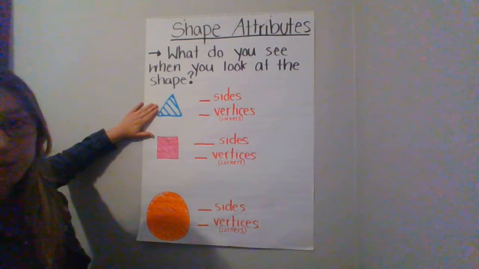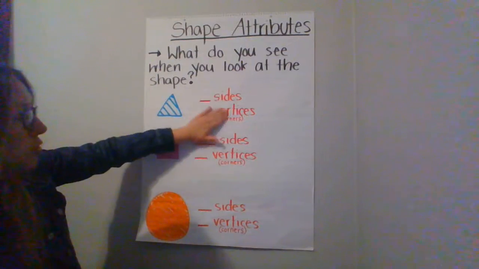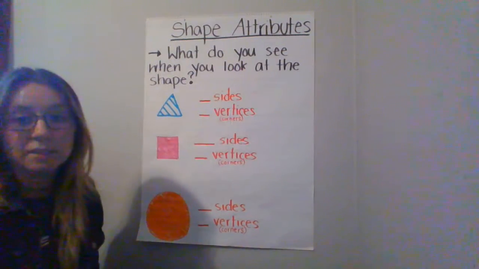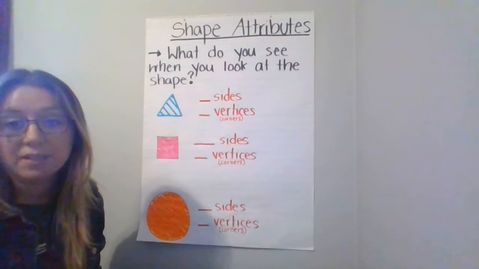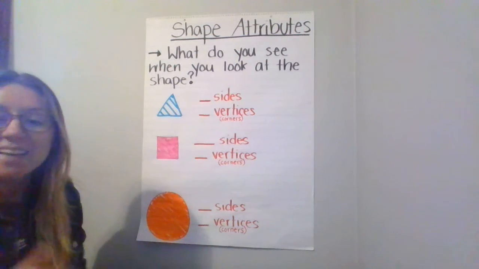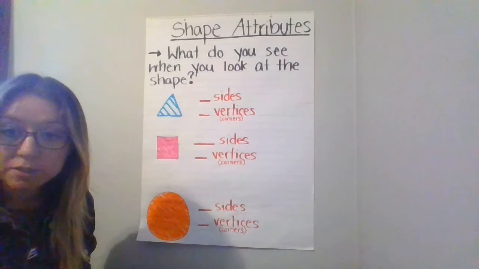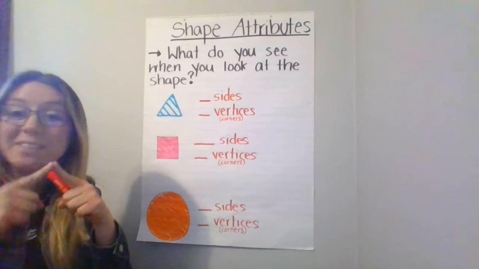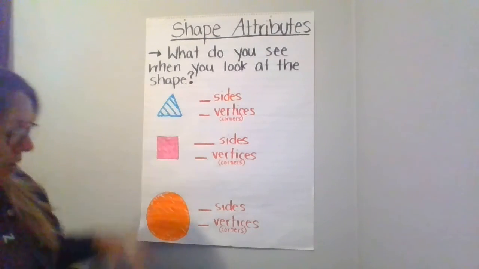So let's start with this one. These are two of the most important things to describe, sides and vertices. Now, vertices is a fancy way, we're learning a lot of fancy words, to say corners. And a corner is where two sides meet each other. It's kind of pointy.